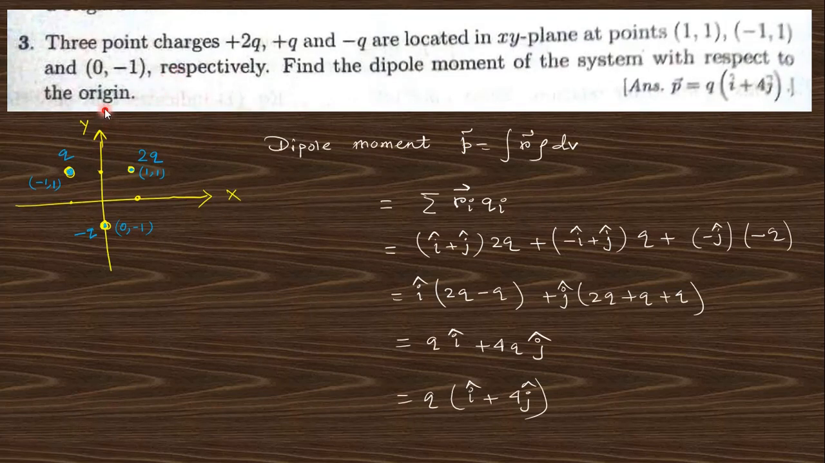Similarly, the next question says three point charges, plus 2q, plus q and minus q, are situated at these three points. Find the dipole moment of the system with respect to the origin.